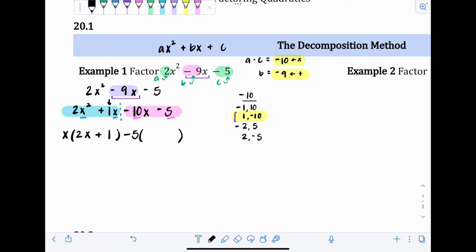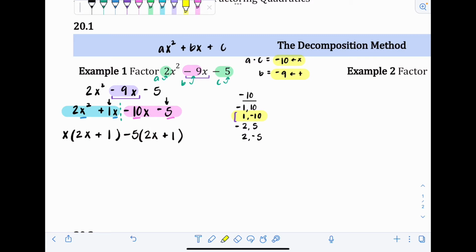So I think, negative 5 times what would bring me back to negative 10x? I would have to multiply negative 5 by 2 to get to 10, and then x to get to x. And then negative 5 times what would go right here? What would bring me back to this negative 5? It's the same number, so I must be multiplying it by 1, so plus 1.